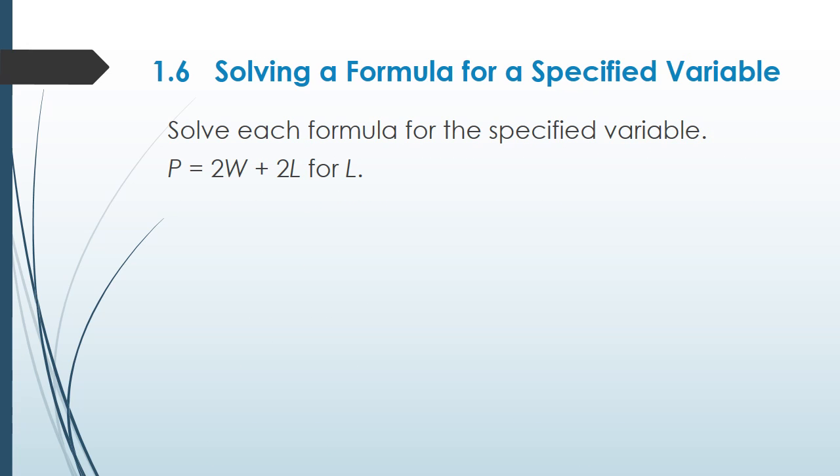Okay, we're going to do the same thing with this equation. We have the perimeter formula, 2 times width plus 2 times length. Solve for L. Pause the recording, try it, resume the recording to check your answer.